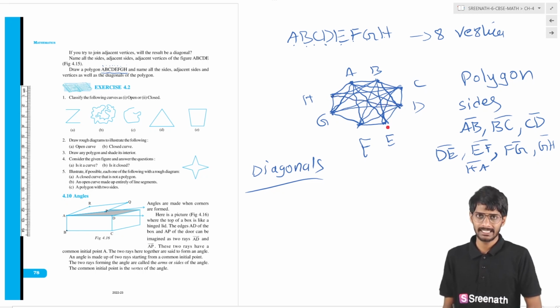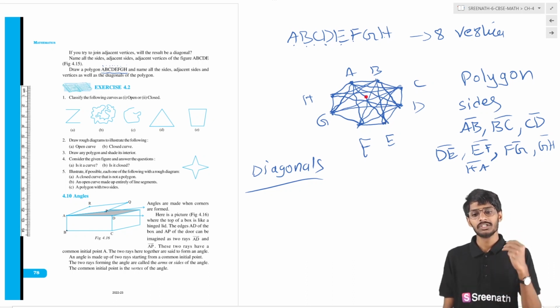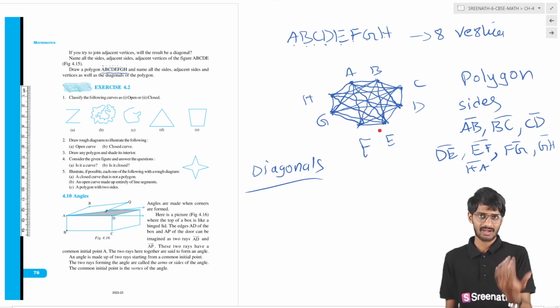Now coming to E. What are the adjacent vertices? D and F are adjacent. So skipping these two, we have to draw diagonals to all other non-adjacent vertices. But from E to C there is already a diagonal. From E to B also, there is already a diagonal. From E to A also, there is already a diagonal. But from E to H there is no diagonal, so we have to draw the diagonal. From E to G also, there is no diagonal, so we have to draw it. So we have completed this also.